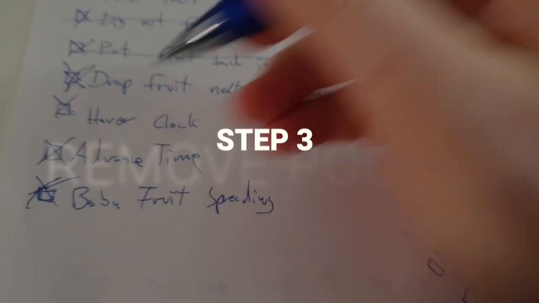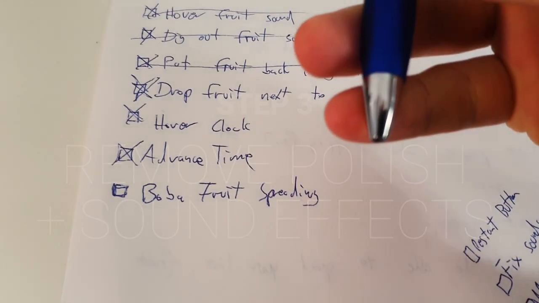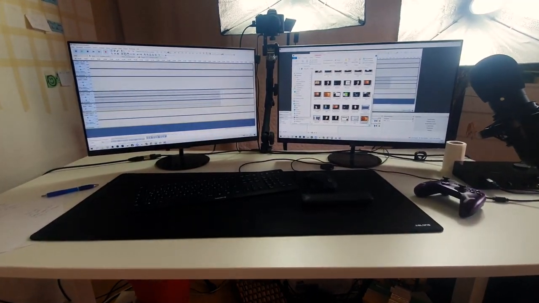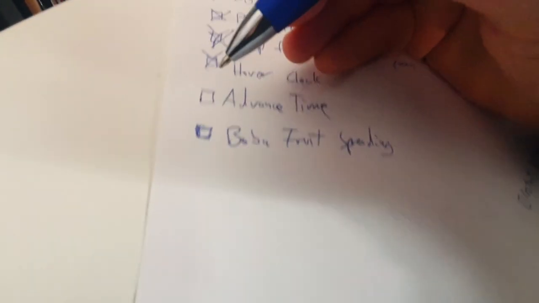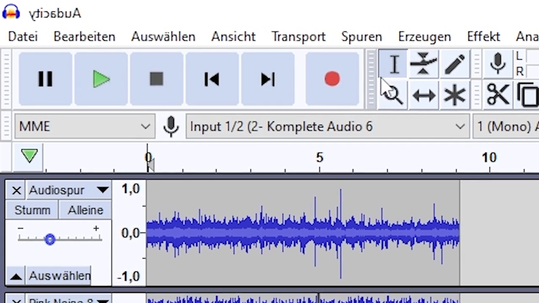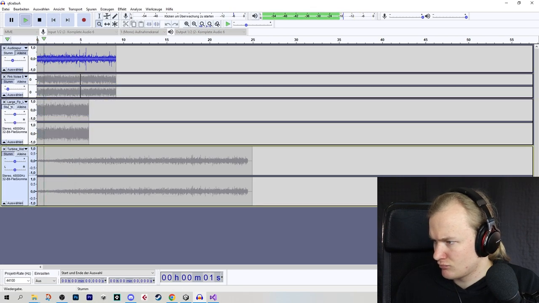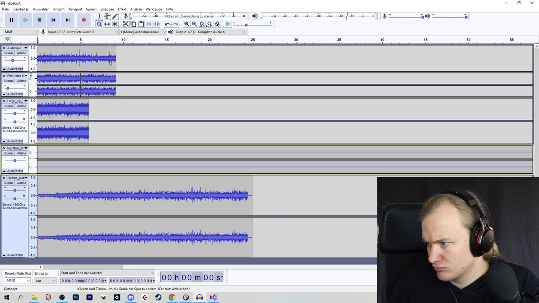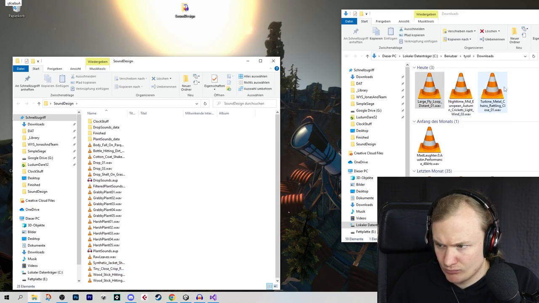Next up we have to remove all of the polish and all of the sound effects. Yen is doing polish, I'm worrying about sound effects. Of course we're doing this properly, so we have to take the individual sound effects and unmake them one by one. To do that I used a little program called TheShelfman. First I split each sound into its individual components, cause most sounds are actually a combination of multiple sounds.